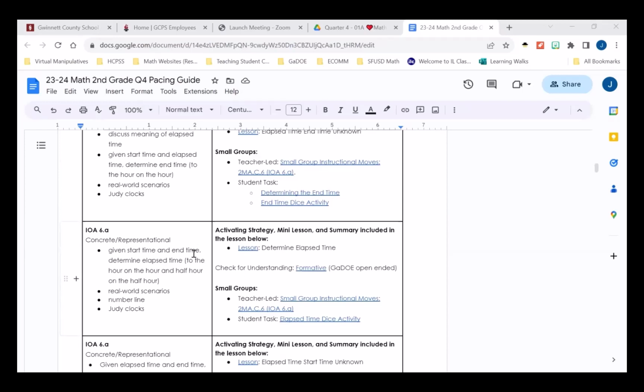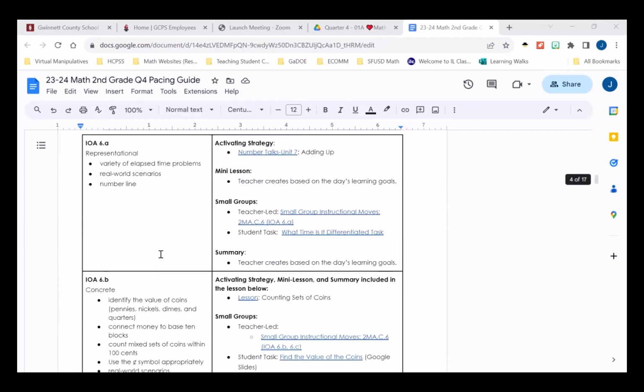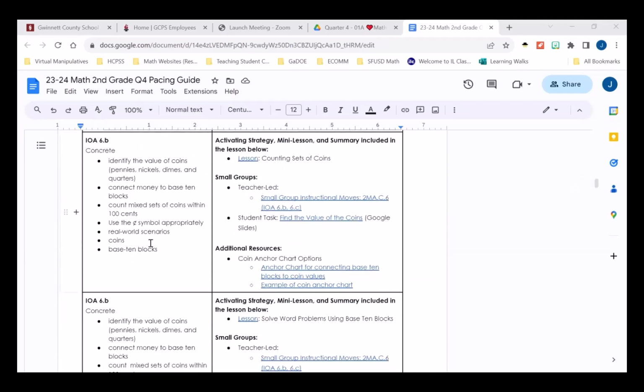After students have learned to tell time to the nearest 5 minutes and estimate and measure elapsed time, we will move to IOA 6B for a suggested 5 days. So we'll scroll here to 6B. The progression over the 5 days consists of students using coin manipulatives to find the value of a group of coins for 3 days and progressing to determining combinations of coins that equal a given amount less than 100 cents. And finally, reasoning about the value and determining combinations of coins.